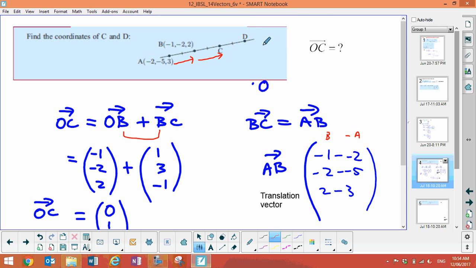Stop now and see if you can write the correct vector equation to get the coordinates of D, and substitute in what you need to come out with the coordinates of D, and then we'll have a look at that one in class.